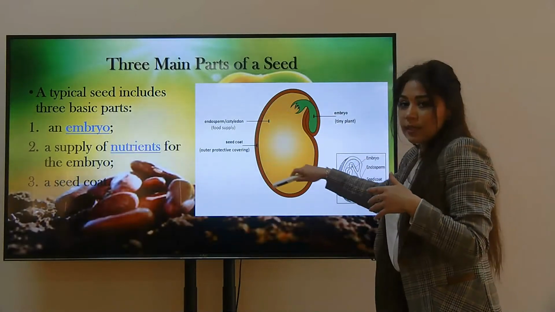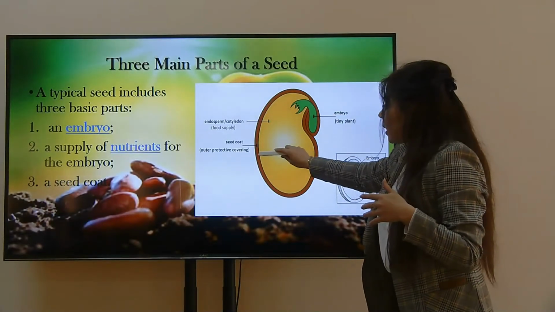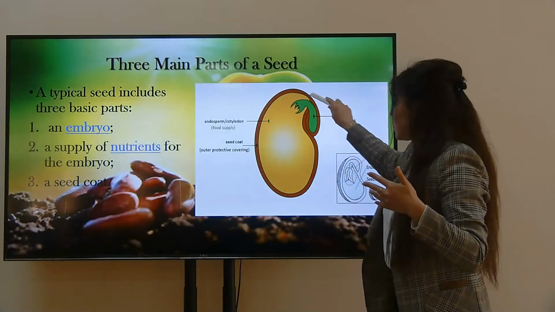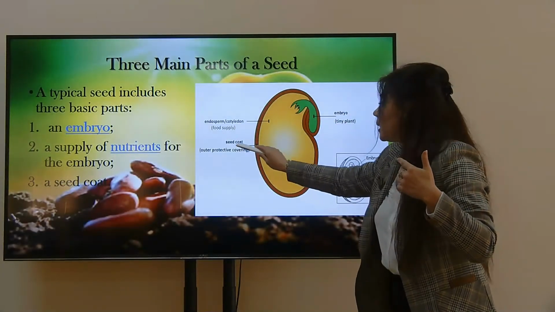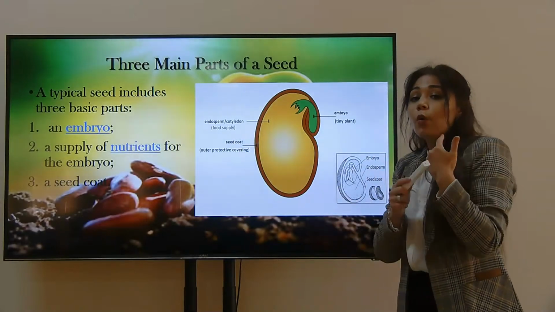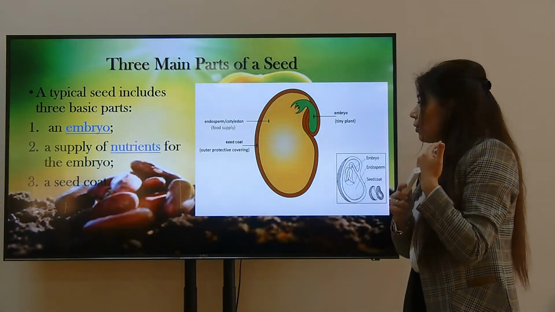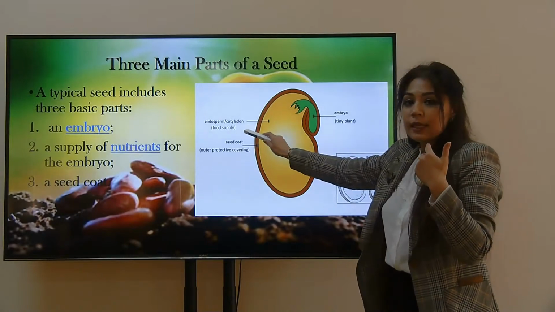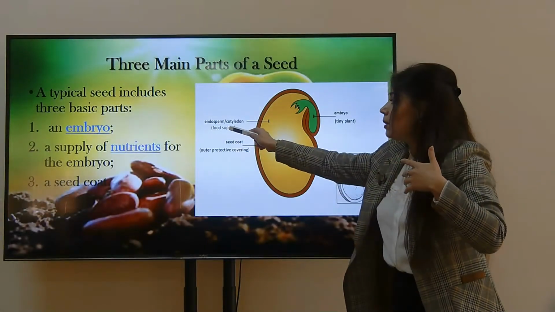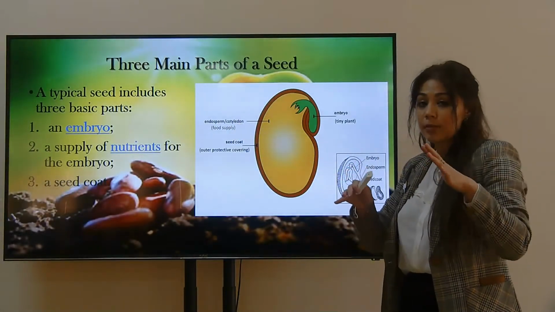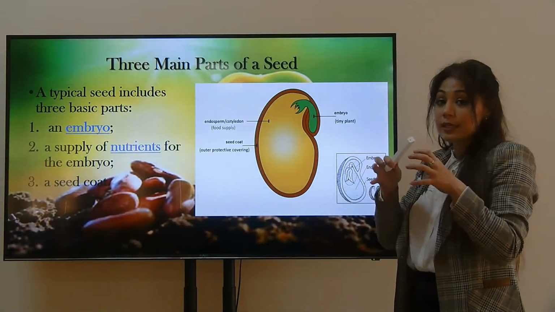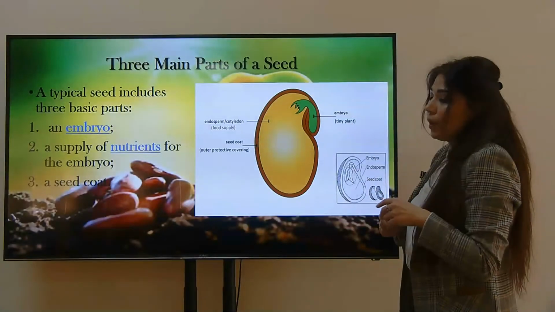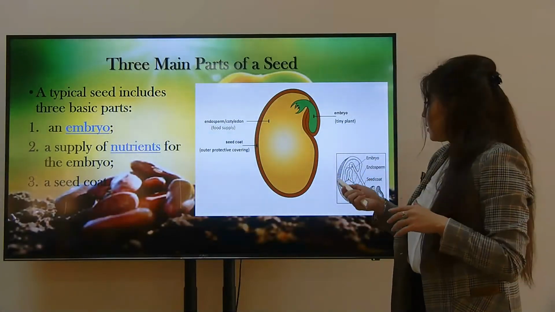As you see, this is a seed. And the external side of the seed is covered with a brown coat, and we call it seed coat. It's an outer protective covering. And the next one is cotyledon. In other words, it's endosperm. It's a food supply. And as I told you, it's stored food inside it. And embryo, it's a teeny plant.